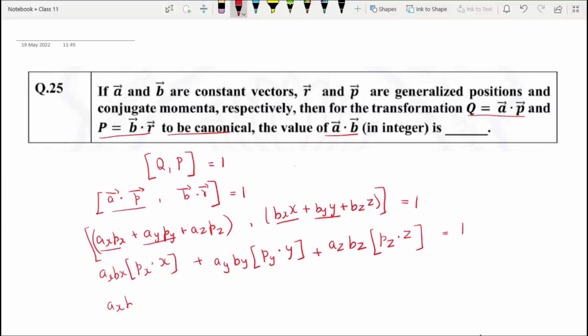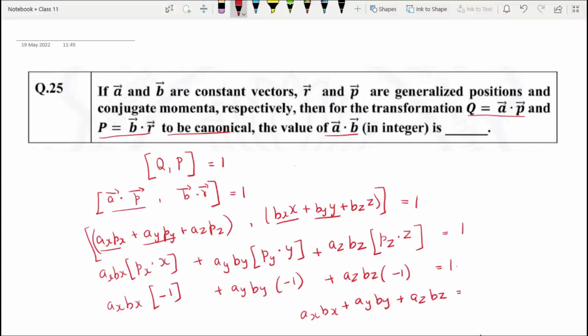Now this is AX BX, this is going to be minus 1, plus AY BY into minus 1, plus AZ BZ into minus 1. This is equal to 1. So we can take the minus common outside and bring it to the right hand side. So we will be getting AX BX plus AY BY plus AZ BZ is equal to minus 1. This is nothing but A vector dot B vector. A vector dot B vector is equal to minus 1. So the answer is minus 1.